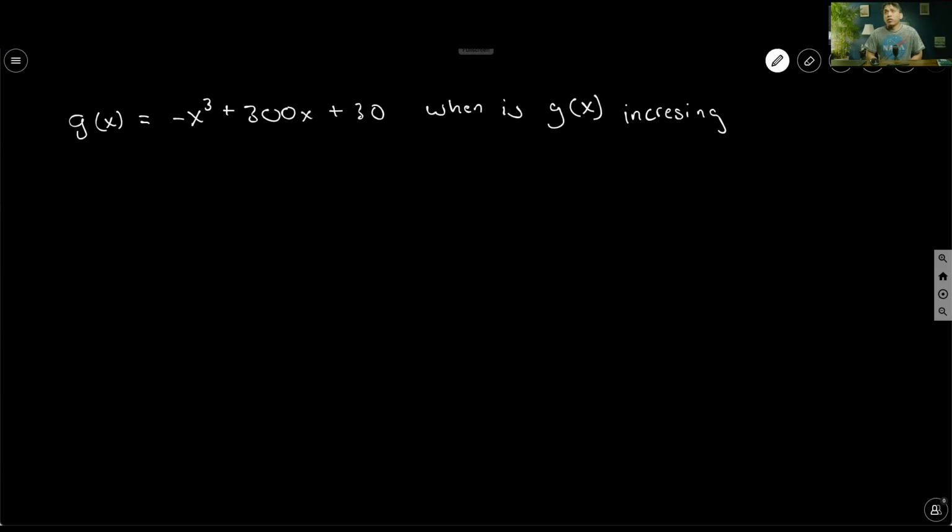All right, so for this function, you have a g of x function equals negative x cubed plus 300x plus 30, and we want to know when this function g of x is increasing. Pause it to solve it yourself, and then unpause it, and here we go.